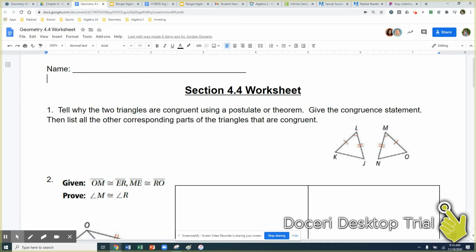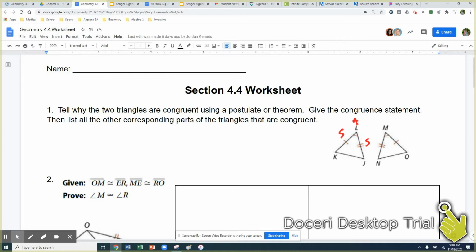So number 1, we're going to tell why the two triangles are congruent using a postulate or theorem, and then give the congruent statement, and then list all other corresponding parts of the triangle that are congruent. So we'll start out by looking at the information given. We've got a side with 1 tick mark matched up with a side of 1 tick mark, and then an angle, and then a side. So we're going to see 3 parts there, and then we check.